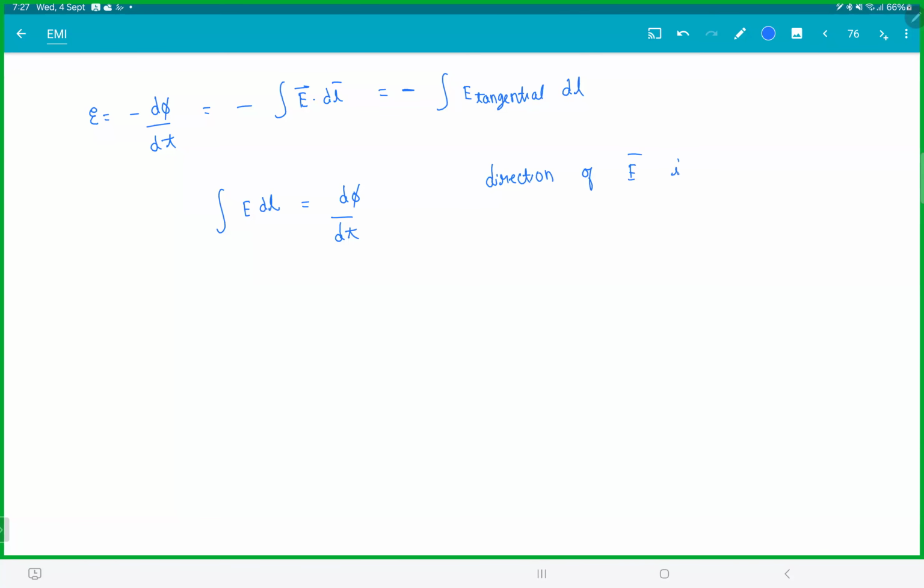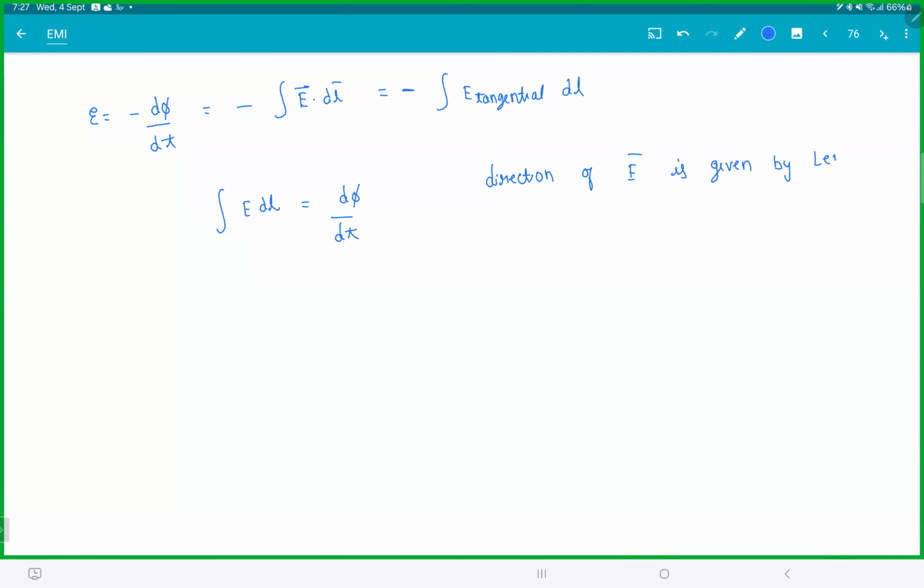Now, from here we know the EMF is minus d phi by dt. So this is nothing but your integral of E tangential dot dl. This becomes E tangential. So we can write E dl is nothing but d phi by dt. And the direction of this electric field is given by Lenz's law.